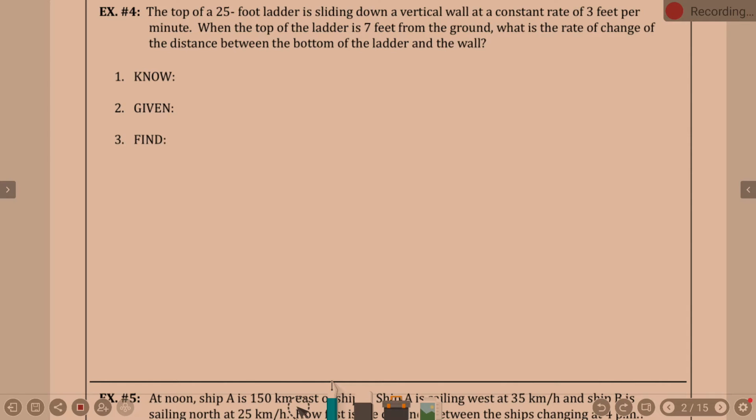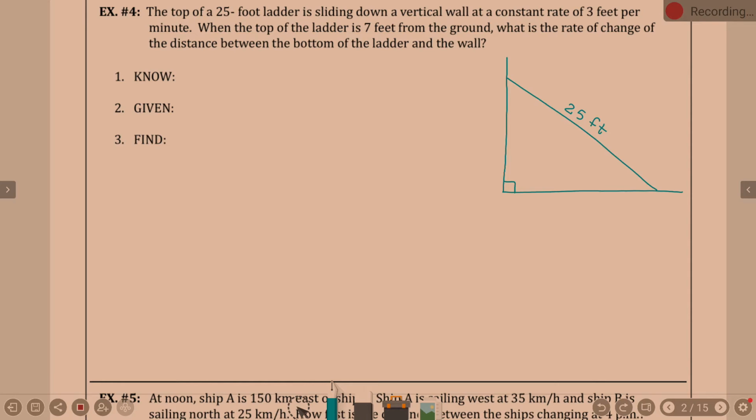I'm going to draw a picture with this one, and I haven't been drawing a picture every time. However, in a situation like this, the picture is more necessary. So you have the top of a 25-foot ladder sliding down a vertical wall. So there's my wall. There's my ladder. It's a 25-foot tall ladder, right? And I'm going to draw the floor, and we should be able to assume that the floor and wall are going to meet at a right angle.